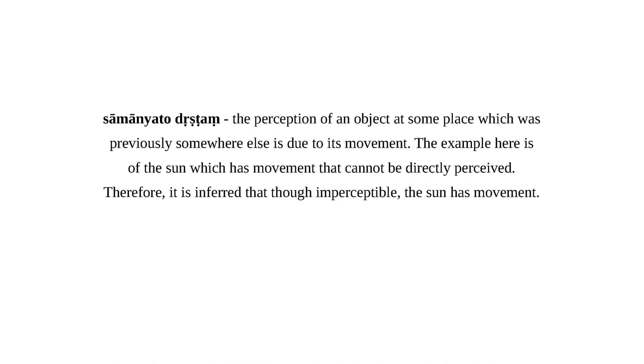And samanyato drishtam: the perception of an object at some place which was previously somewhere else, due to its movement. The example here is of the sun, which has a movement that cannot be directly perceived. Therefore, it is inferred that though imperceptible, the sun has movement. So you cannot see the movement of the sun, but you can see it has changed place. Therefore, you infer that some kind of movement has taken place. So this kind of inference also is used.